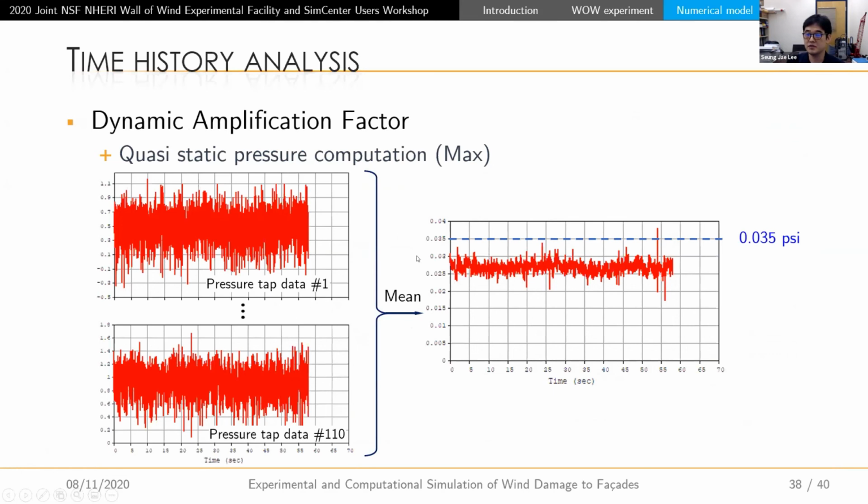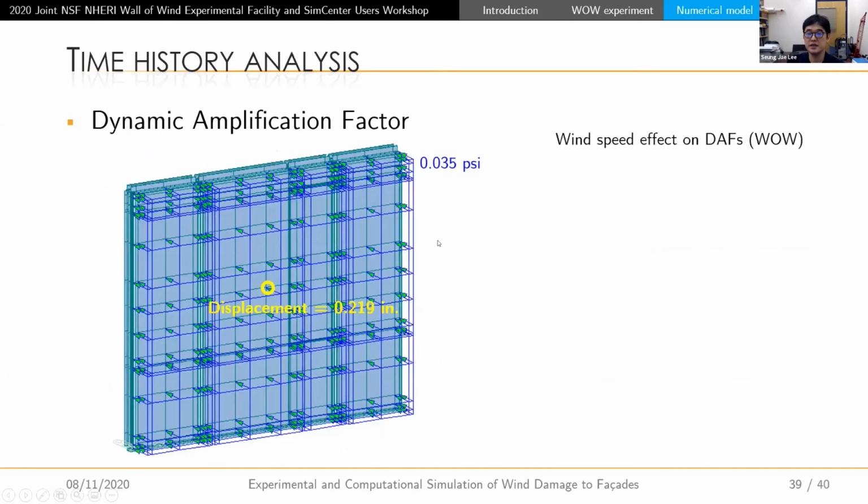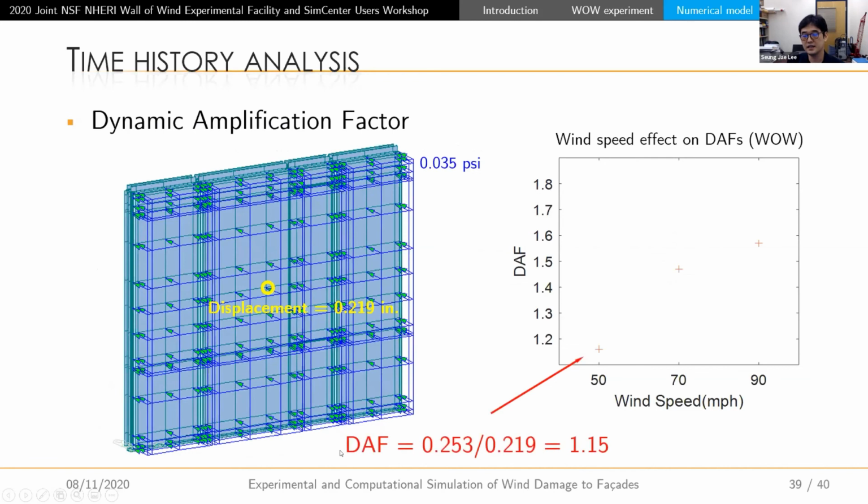And then we could estimate the mean max of this mean pressure is 0.035 psi and apply this one as a quasi-static pressure. And then we obtain the displacement at this point at 0.219. And then dynamic amplification was about 15%. That is pretty much comparable to what we directly obtained from Wall of Wind testing, right?